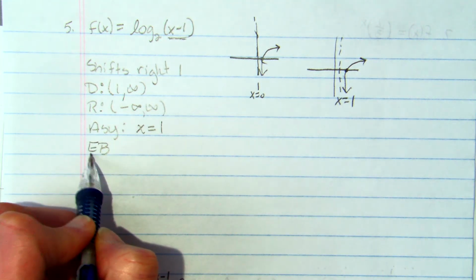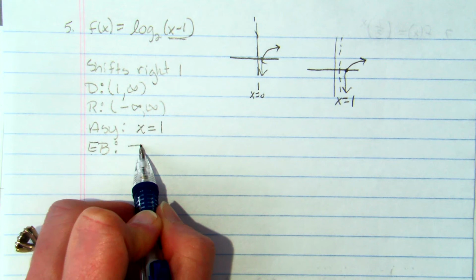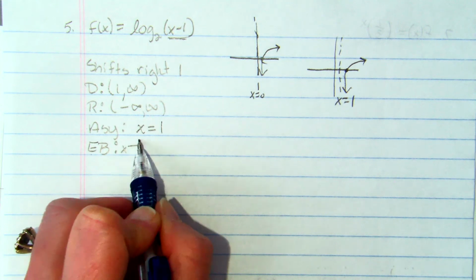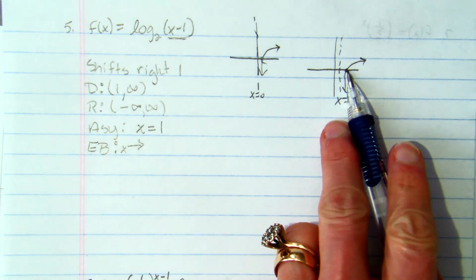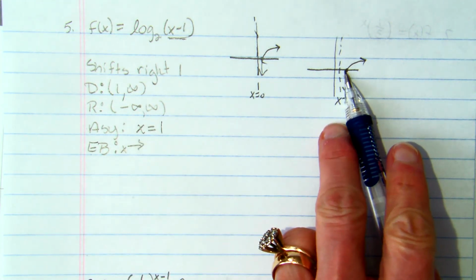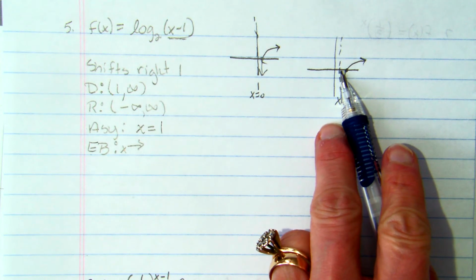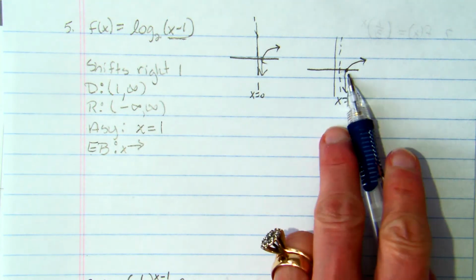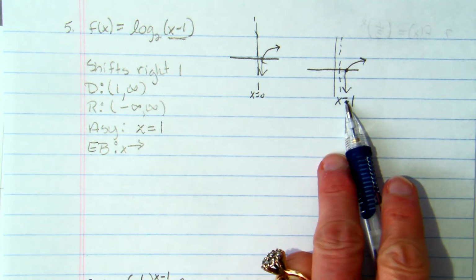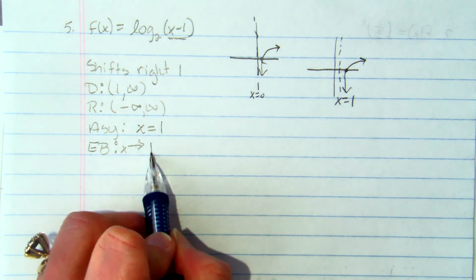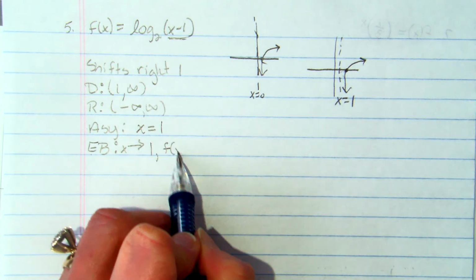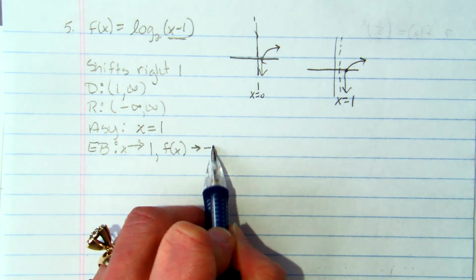My end behavior: as x approaches as far left as I can go, what's my y doing? My graph can go as far left and then it goes down forever. So as far left as I can go is x equals 1. As x is approaching the asymptote, 1, f of x is going down. So f of x is approaching negative infinity.